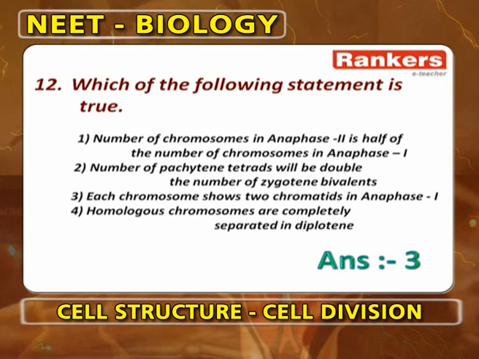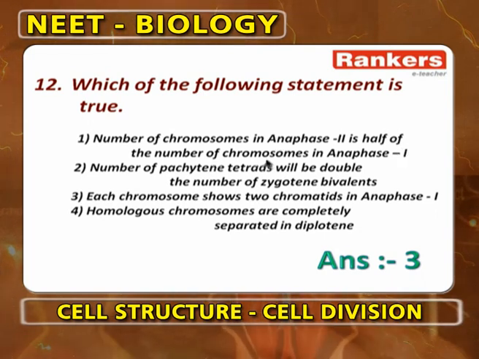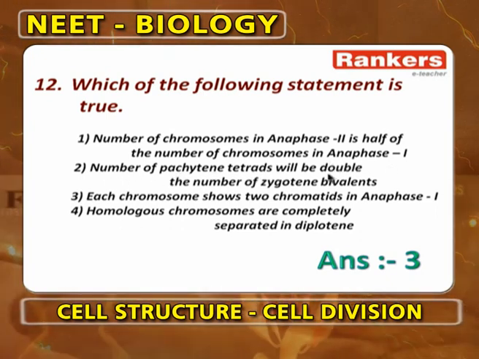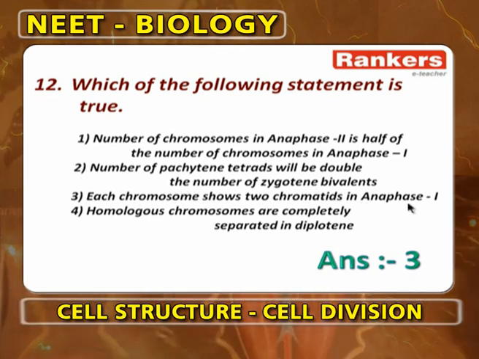Which of the following statements is true? Number of chromosomes in anaphase 2 is half of the number of chromosomes in anaphase 1 is wrong. Chromatids are half, not chromosomes. Number of pachytene tetrads will be double the number of zygotene bivalents is wrong. Each chromosome shows 2 chromatids in anaphase 1, correct. Each chromosome shows 2 chromatids and 4 arms in anaphase 1 is correct.